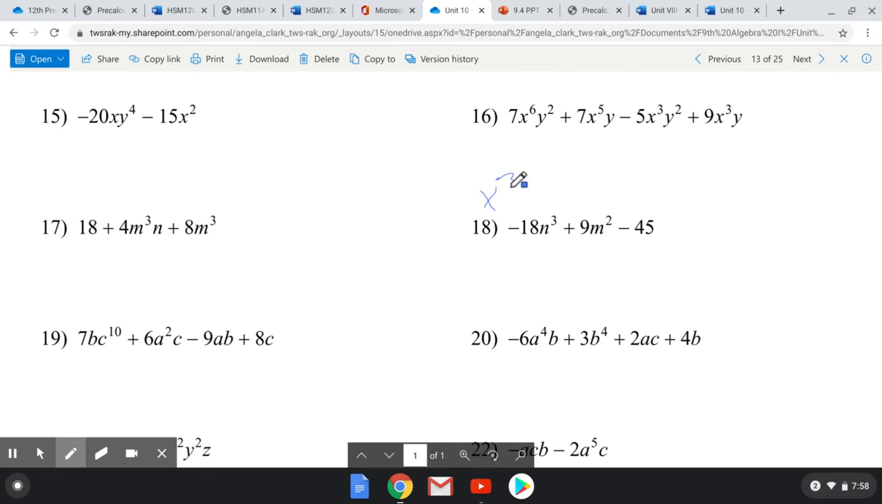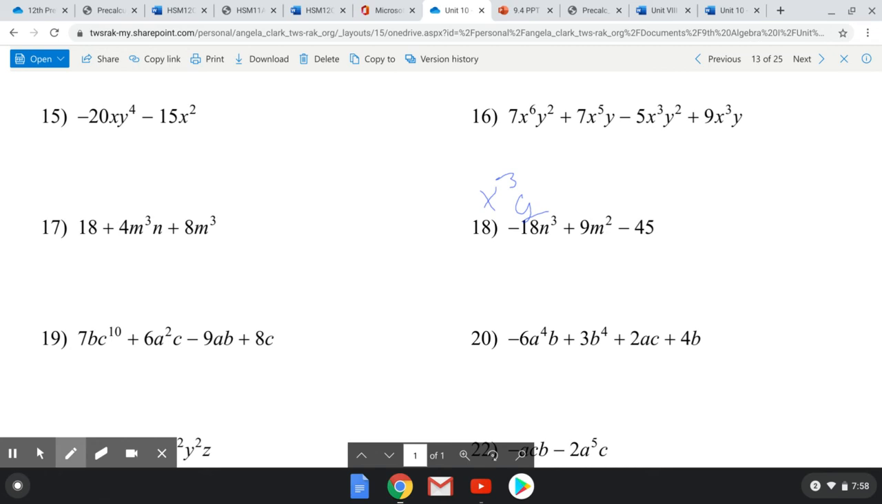I'm factoring out an x to the third, and then they also all have y's. I have a couple of y squareds and a couple of just plain y's. So the smallest power that I have is 1, so I'm going to be factoring out a y to the first power, or just y. So I'm going to be factoring out x cubed y. So x to the third y is what I'm factoring out.